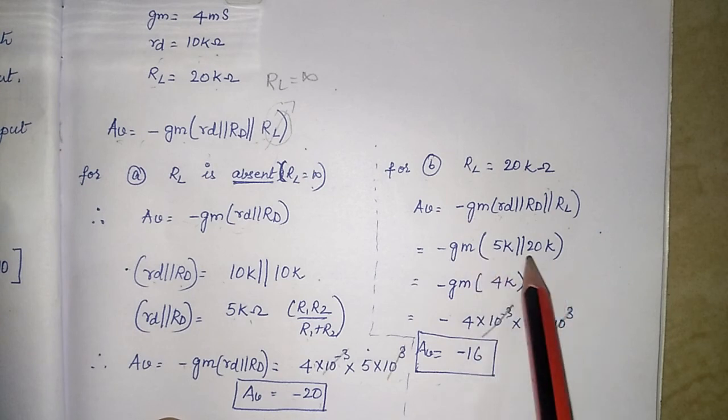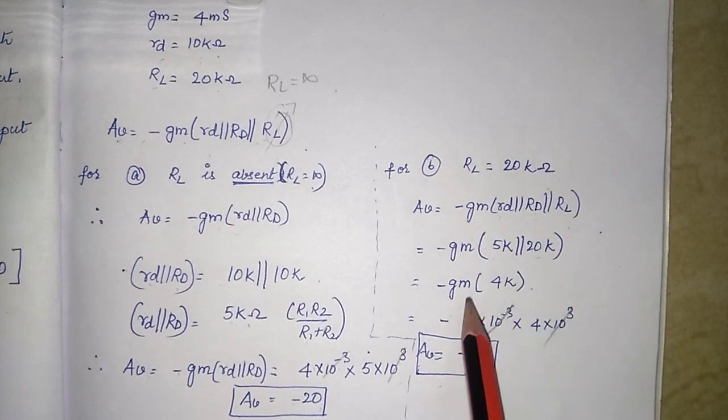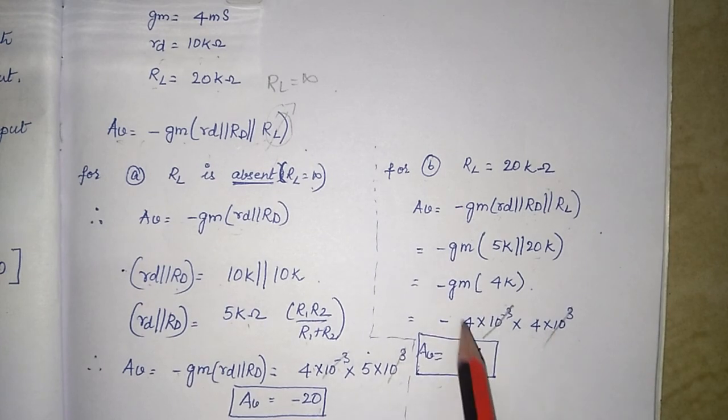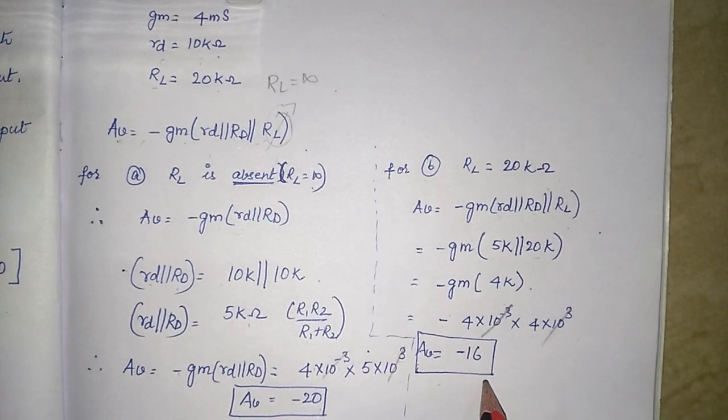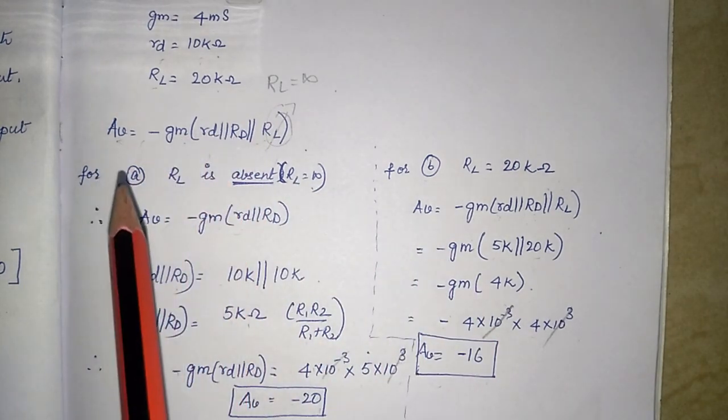So, you have RL here. If you find this, you find that 5K parallel 20K is 4K and gm is 4 millisiemens. So, 4 milli into 4K will give you 4 into 4 is 16. So, you have minus 16. I hope solving the problem on this particular formula is pretty much easier.